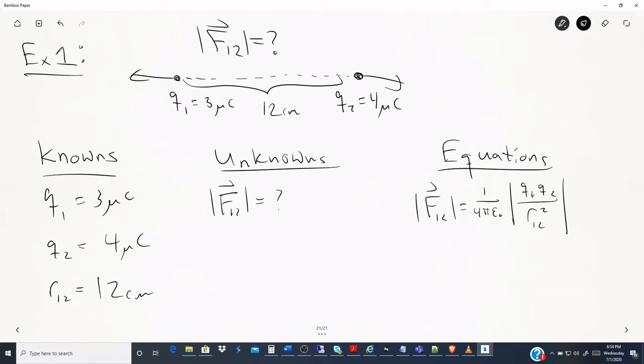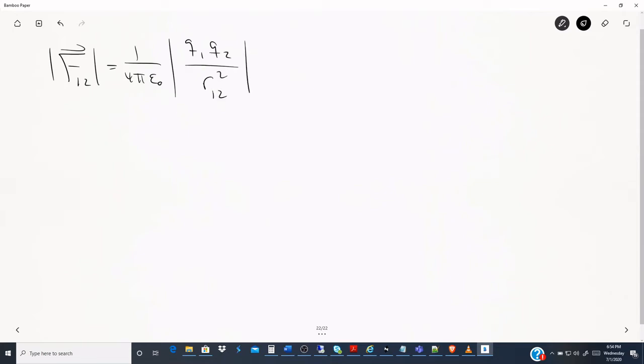So all I have to do now is compute that force using the equation. The magnitude of the force that 1 exerts on 2 is 1 over 4 pi epsilon 0, the absolute value of the product of Q1 times Q2 divided by R12 squared. That's equal to 8.99 times 10 to the ninth newton meter squared per coulomb squared times the absolute value.